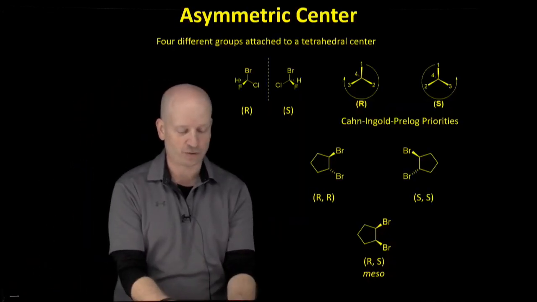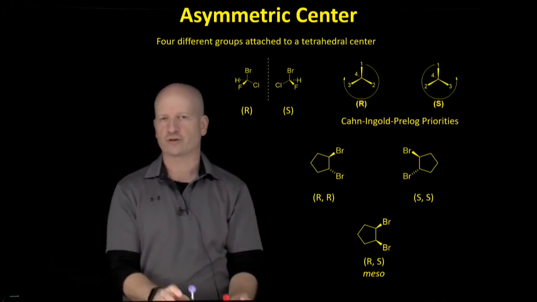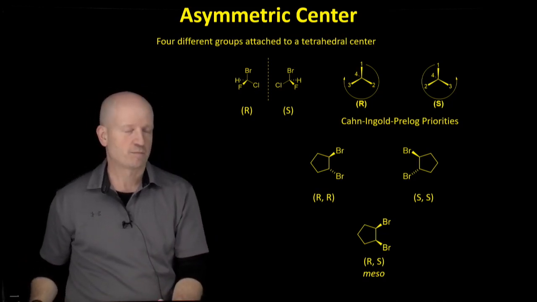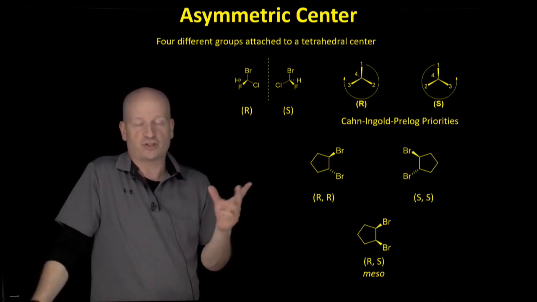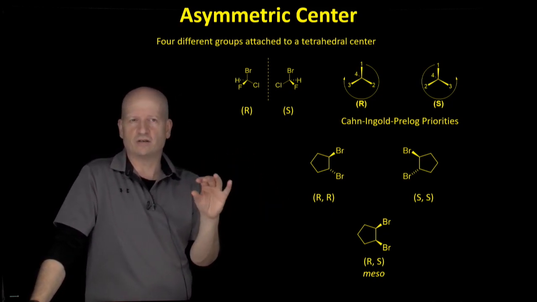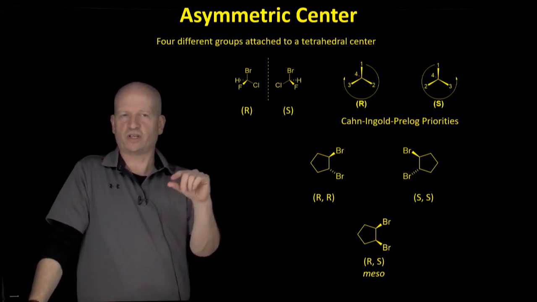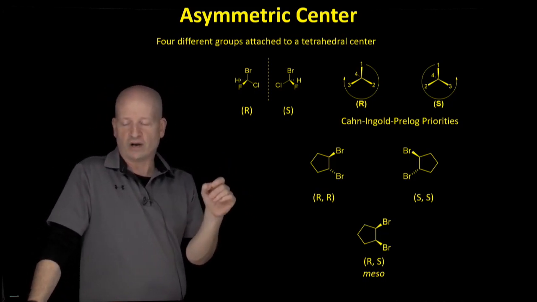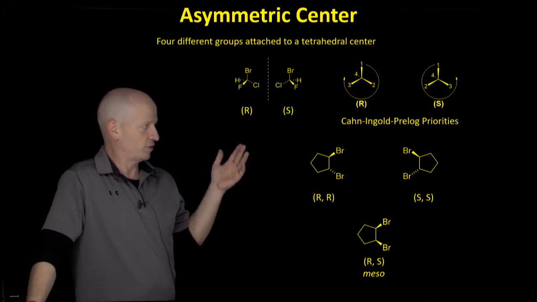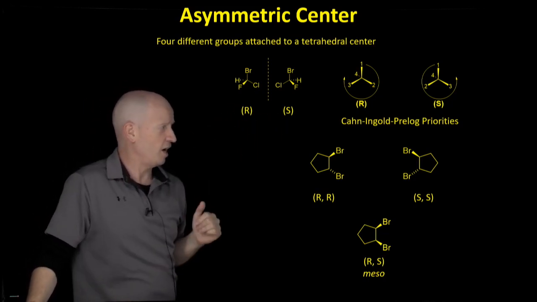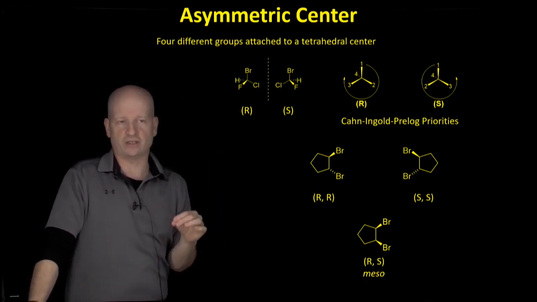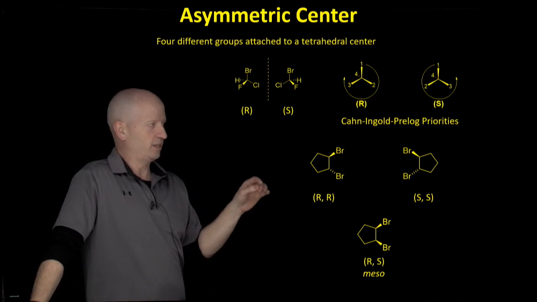Now getting back to the situation where we have 4 different groups attached at a tetrahedral center, that's known as an asymmetric center. And anytime we have an asymmetric center, there are 2 possible ways of arranging those 4 different groups. And we need to have some way of distinguishing which actual configuration we have around that asymmetric center. And so the system that we use is shown on this slide, where what we need to first do is to assign priorities of the groups attached at that asymmetric center.